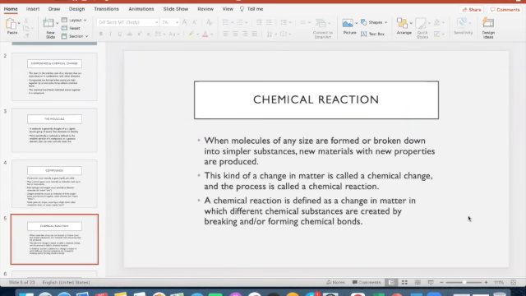Okay, so on to chemical reactions. When molecules of any size are formed or broken down into simpler substances, those new materials have new properties. It's a kind of change in matter that we call a chemical change. It goes through a process called a chemical reaction. A chemical reaction is a change in matter or material in which different chemical substances are created by the breaking or forming of chemical bonds.